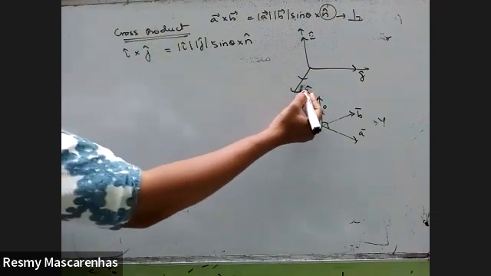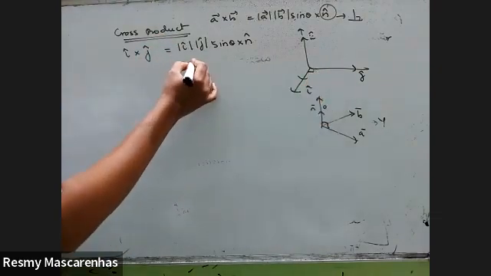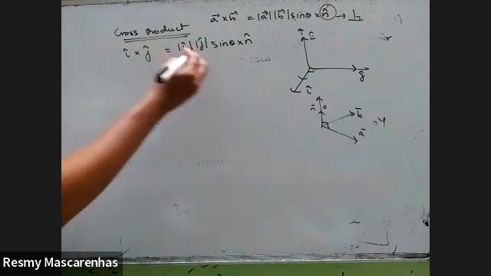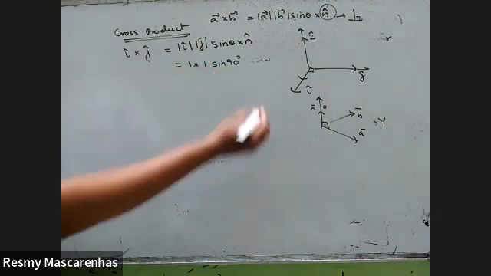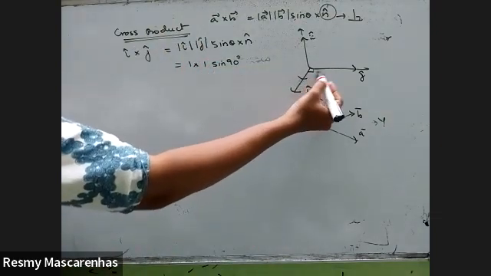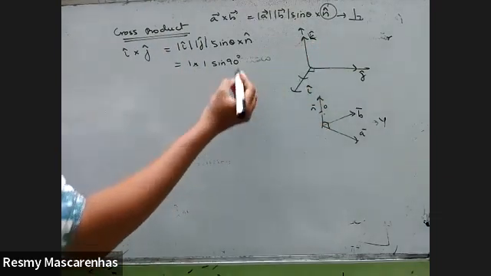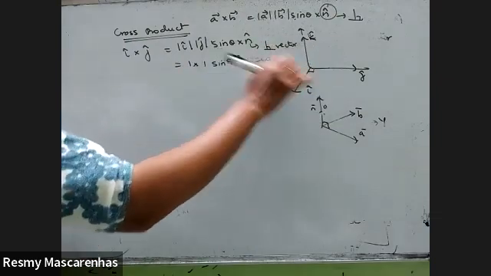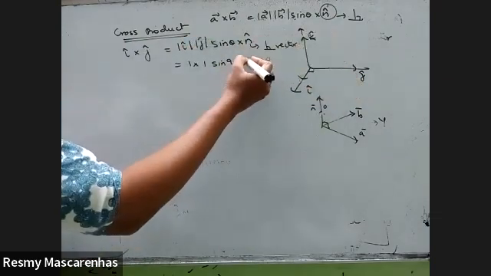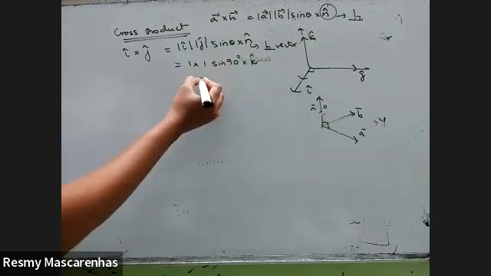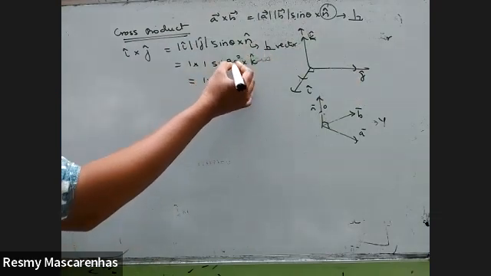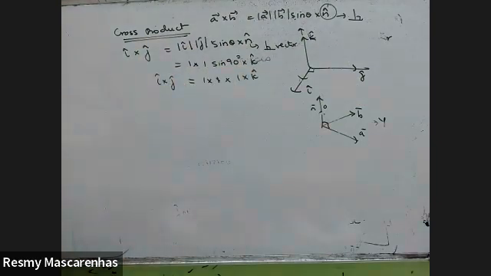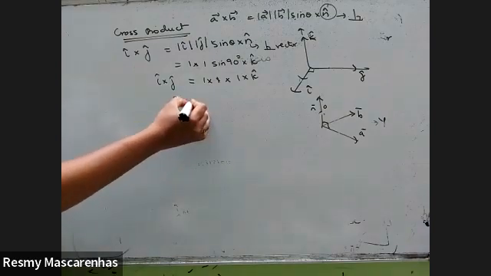Now, what is the angle between i and j? It is 90 degrees. And magnitude of i is 1, magnitude of j is also 1 because they are unit vectors. Sine 90. Now, which is the vector perpendicular to these two vectors? A vector which is perpendicular to i and j is nothing but k. So I write this as k. So 1, 1, sine 90 is 1. So this is k. So i cross j will be equal to k.